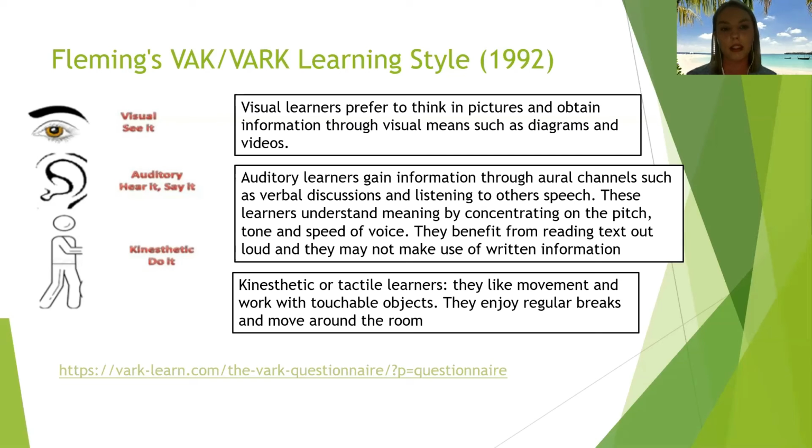Also, another dimension was then added to Fleming's theory, which is reading and writing. So they are writing and moving around on the paper. Also there is a questionnaire that we can do. I added the link here. You can click on it now, or you can click on it later. It's just a psychological test that can show you what kind of style you are.